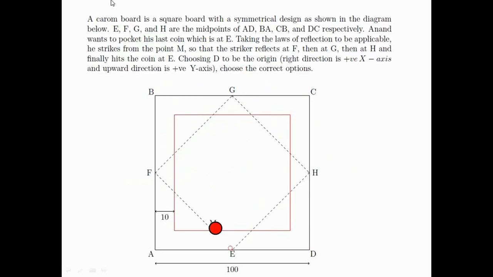Now we draw the diagram. So the carom board is a square board with a symmetrical design as shown here. E, F, G, H are the midpoints of AD, AB, BC and CD. Now Anand wants to pocket the last coin, which is at E. What he does is that he strikes the point from the point M so that the striker reflects at F, G, H and again back to E. Choosing D to be origin, you have to choose the options from the ones as shown.